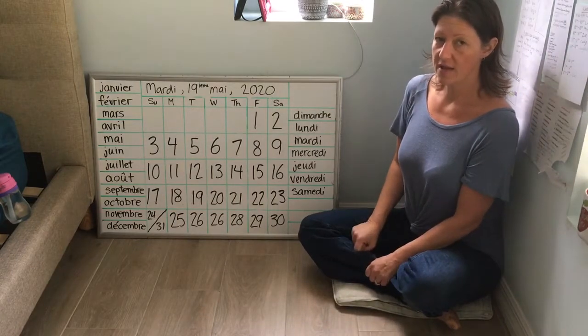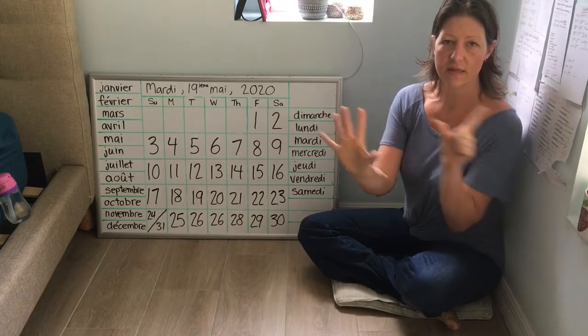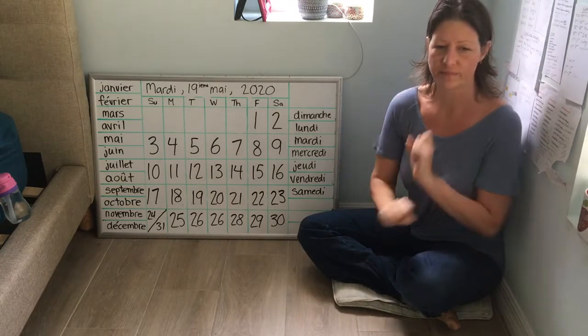And how many days of the week are there? 7, that's right. And in French, the number 7 is, you probably see it like this, 7.